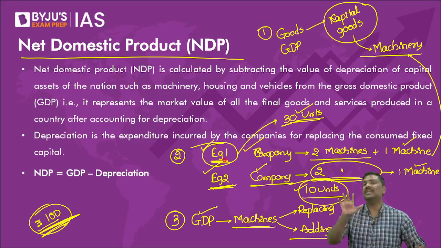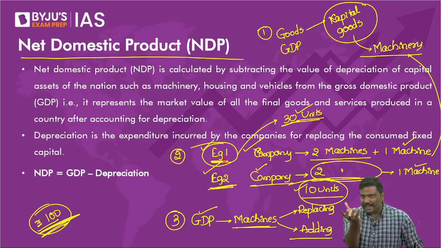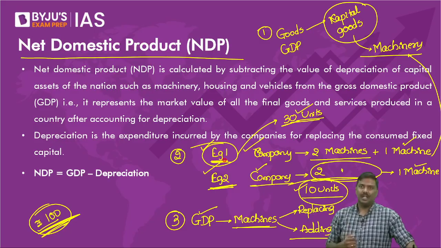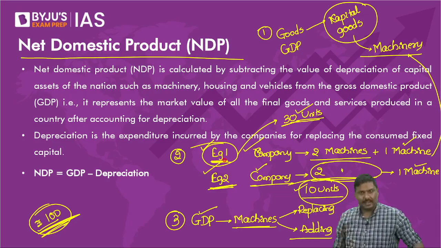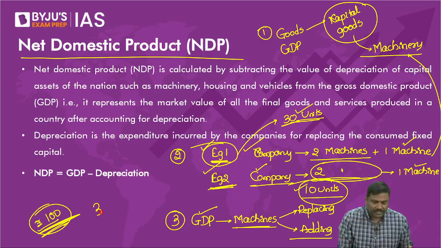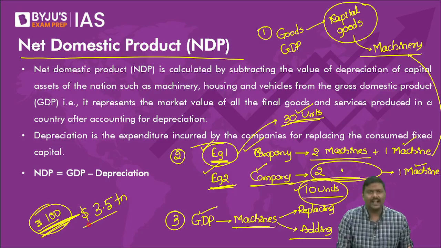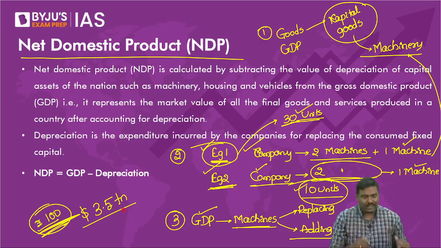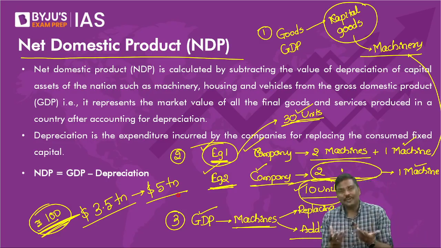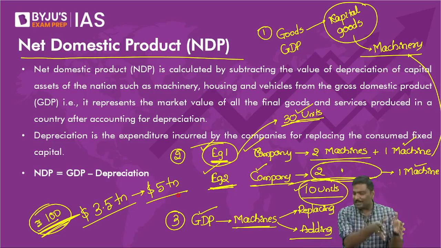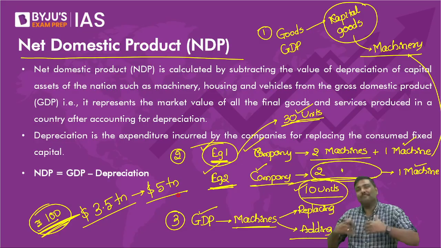All I'm trying to say is simply this. The GDP data will not tell you how much of the goods that you have produced is used for replacement of the capital, and how much has been an addition to the existing capital. If India wants to move from $3.5 trillion to, let's say, $5 trillion, should you keep on replacing capital or add to the capital? At least now it should be very clear to you. If you want to move from 3.5 to $5 trillion, you should not just replace capital.